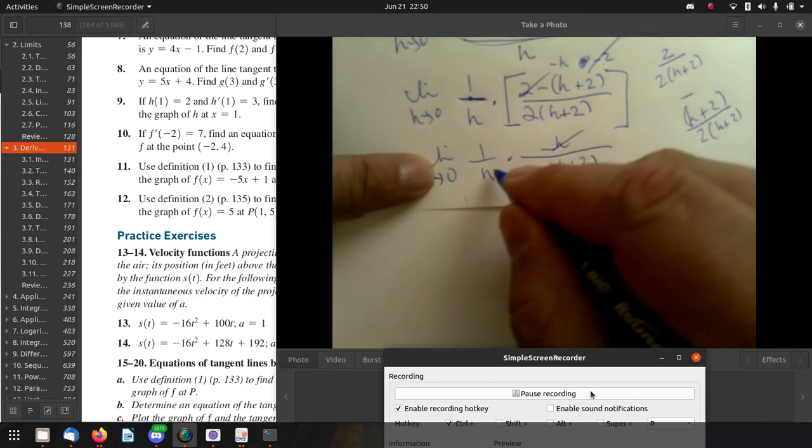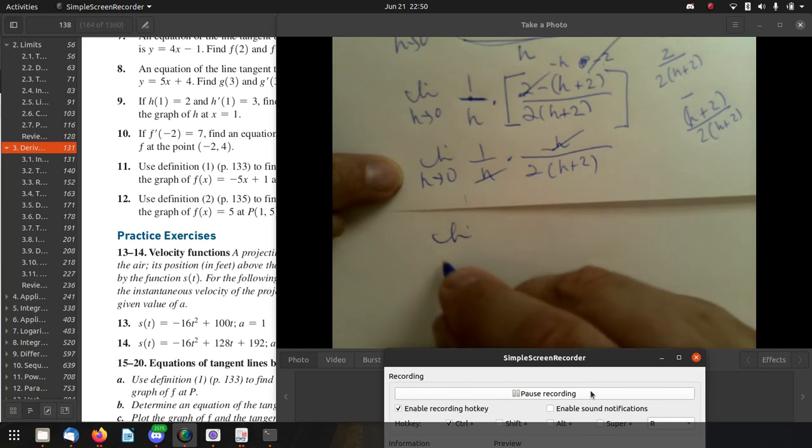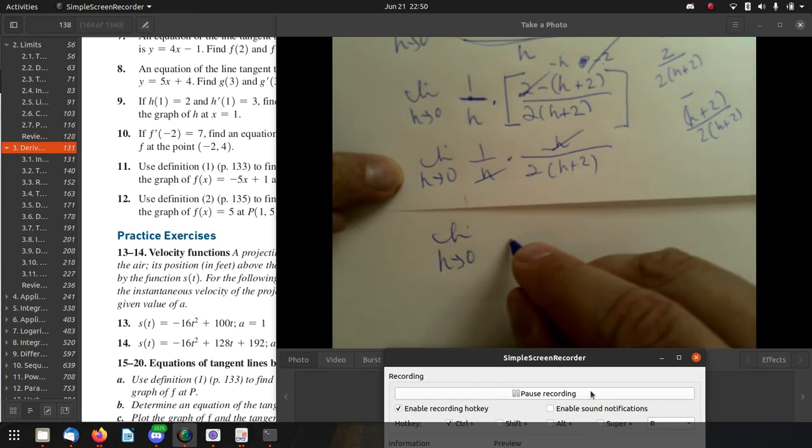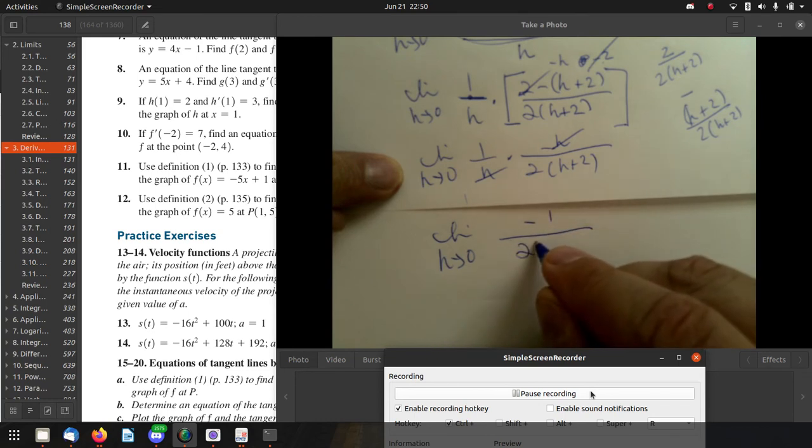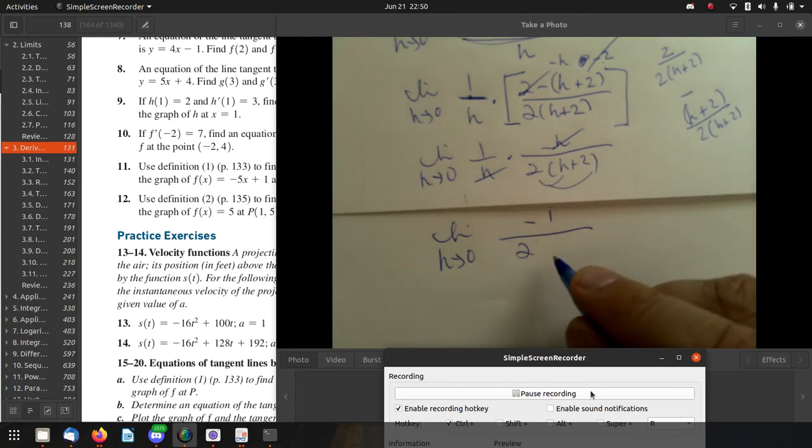Now that h cancels with that h, giving us the limit as h approaches 0 of negative 1 over 2, and I'll just distribute that in.